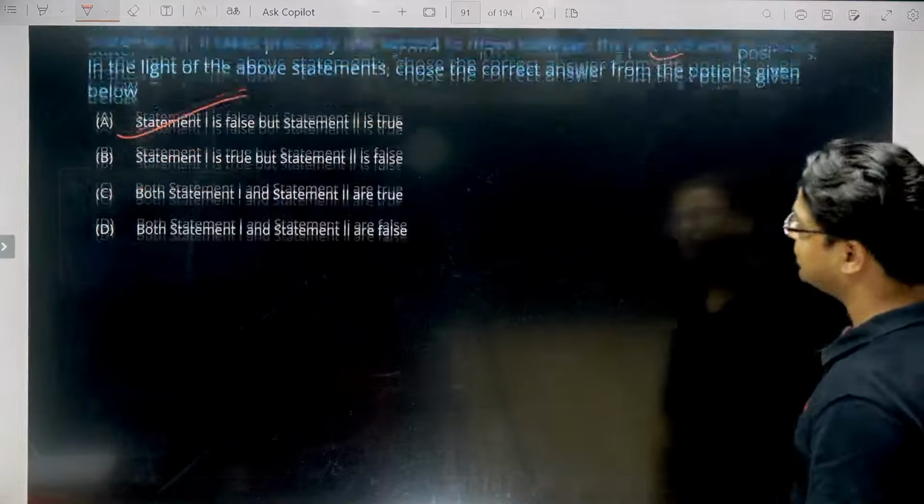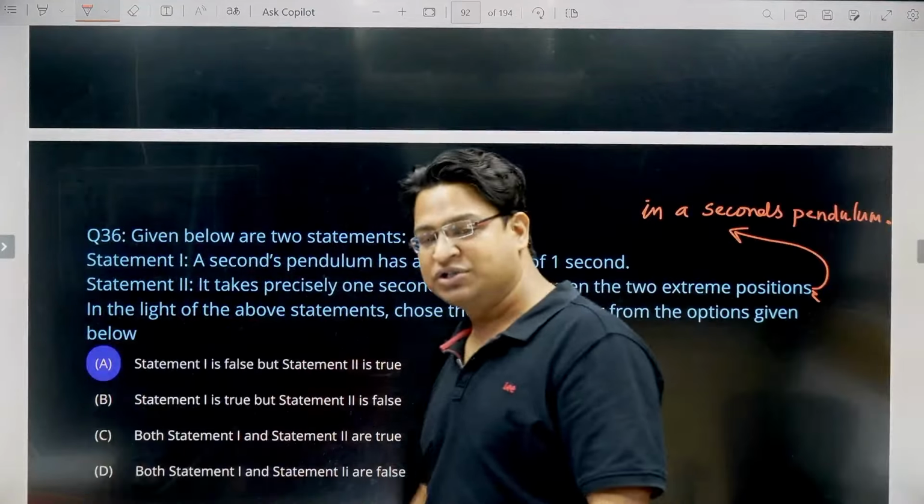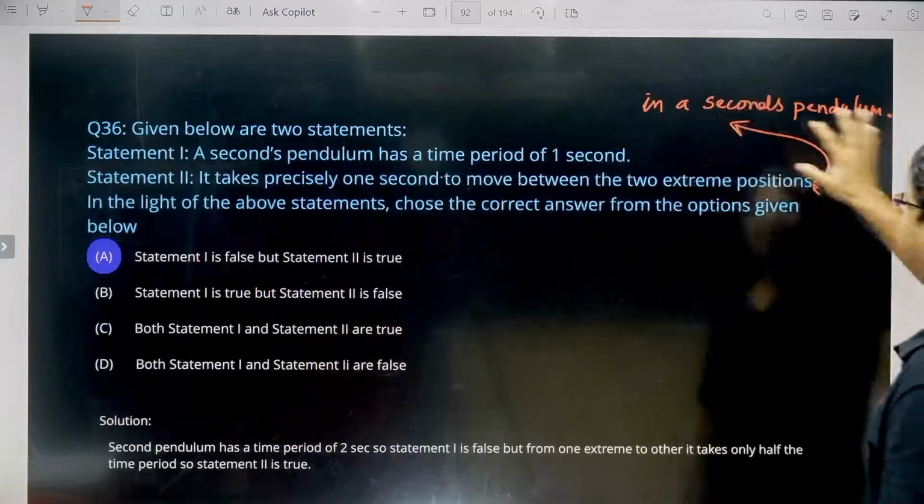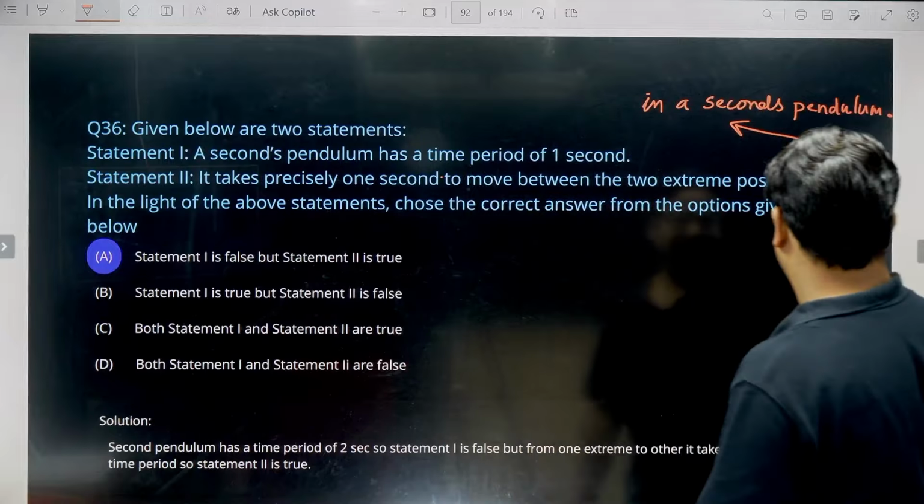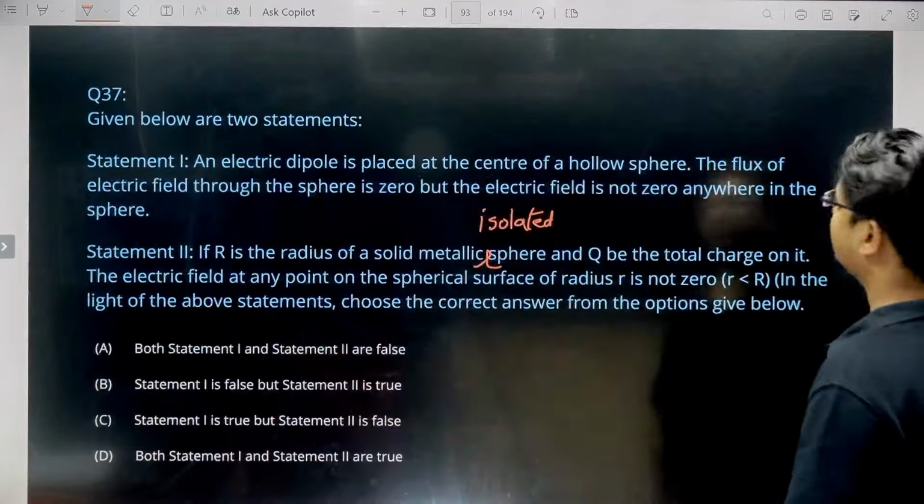Okay, so to decide both the statements, the only fact that you needed was the time period of a second pendulum. As I said, this particular thing would be written there when you attempt this question in the test paper. All right, we'll go to the next question now.